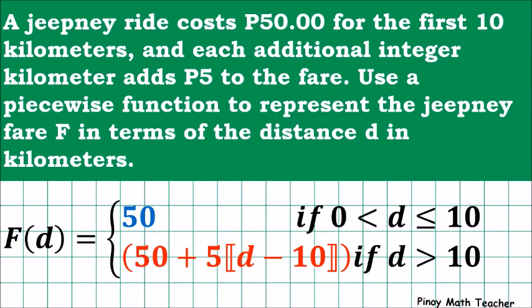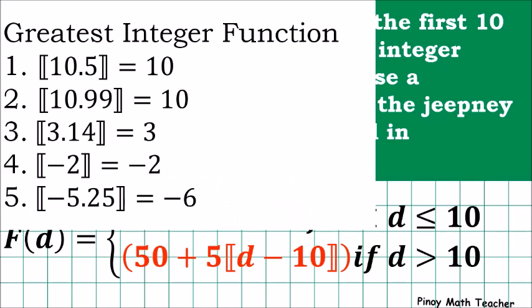So yung symbol na yan ay para sa greatest integer function. Anumang number ang ilagay natin sa loob ng symbol ay mara-round down. So sa number na pinakamataas pero mas mababa sa number sa loob. Example, so 10.5. That is equal to 10. Kasi 10 yung pinakamataas na number na mas mababa sa 10.5. Number 2, 10.99, that is equal to 10.